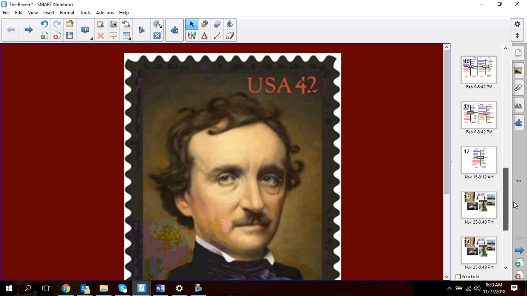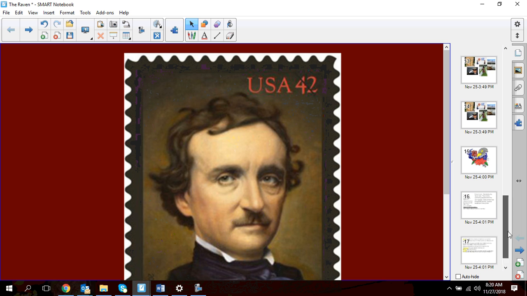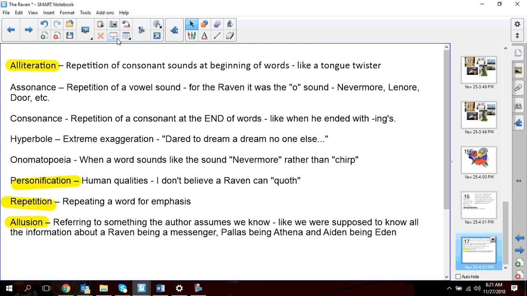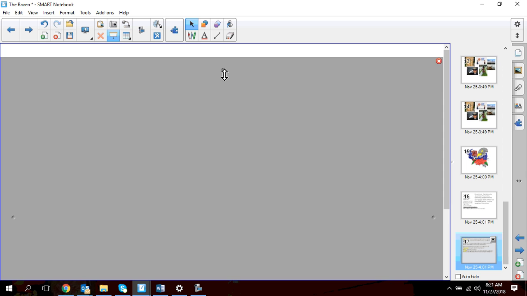Now, I am not sure what your coloring pages look like, but they should be fairly basic. I did the best that I could with my online coloring, and as you can tell, I am not very good. But yours should look something like this. The Nevermore should be purple, but it's more about the terms that are below it. So if you could look at the terms at the bottom, let's go through them.